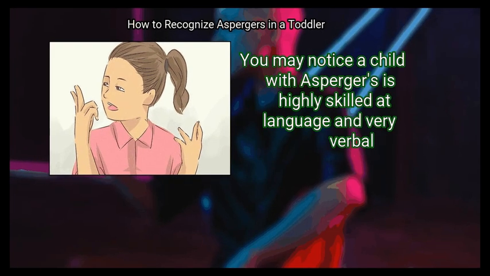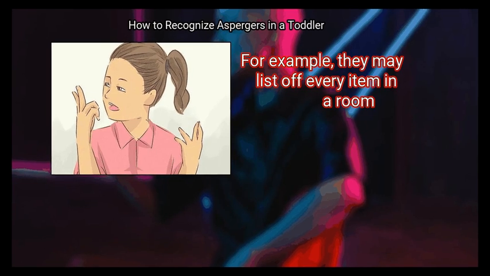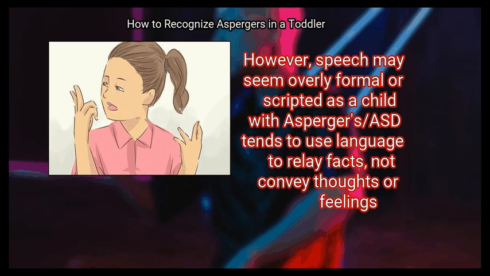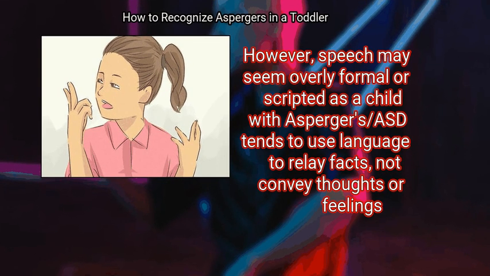You may notice a child with Asperger's is highly skilled at language and very verbal. For example, they may list off every item in a room. However, speech may seem overly formal or scripted as a child with Asperger's, ASD tends to use language to relay facts, not convey thoughts or feelings.